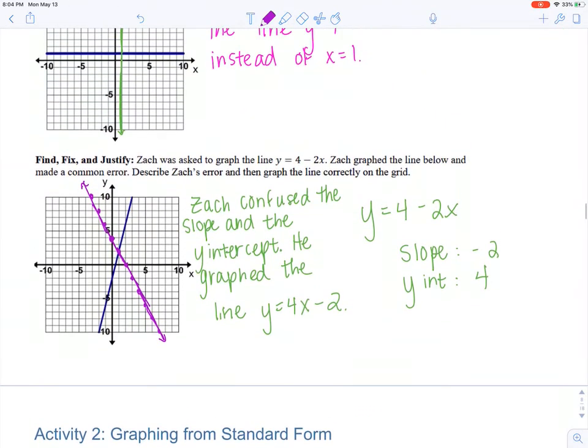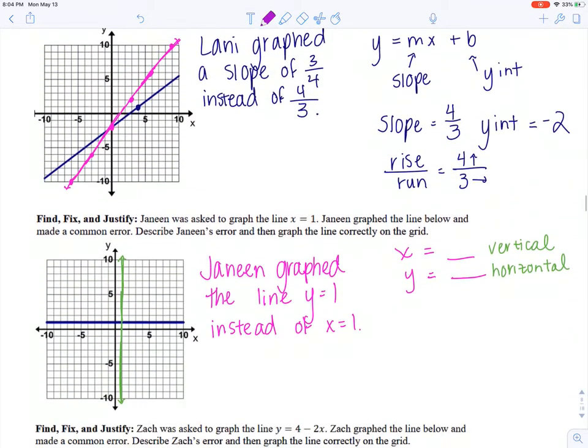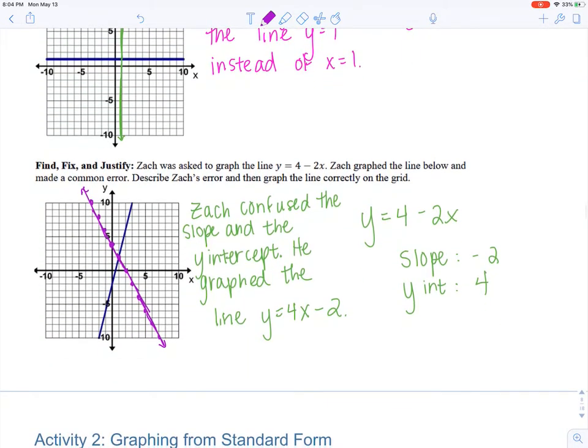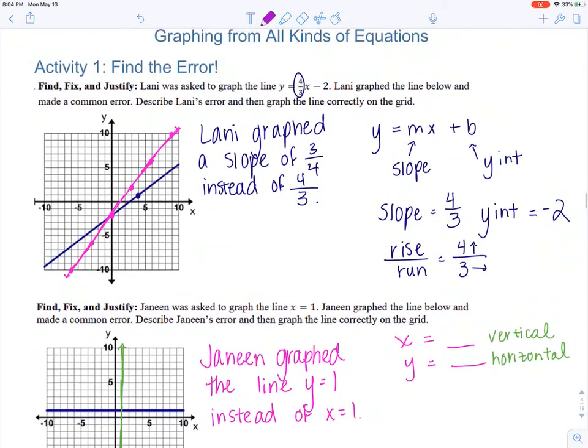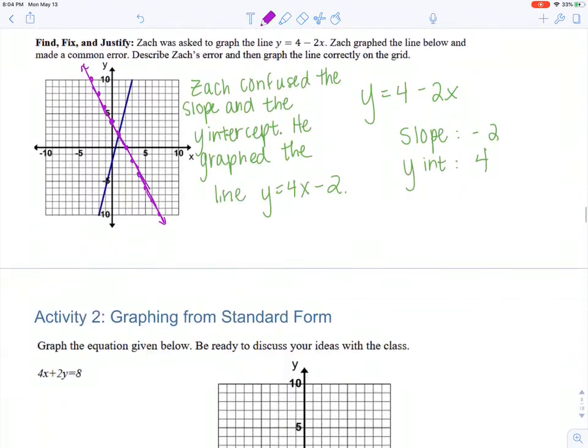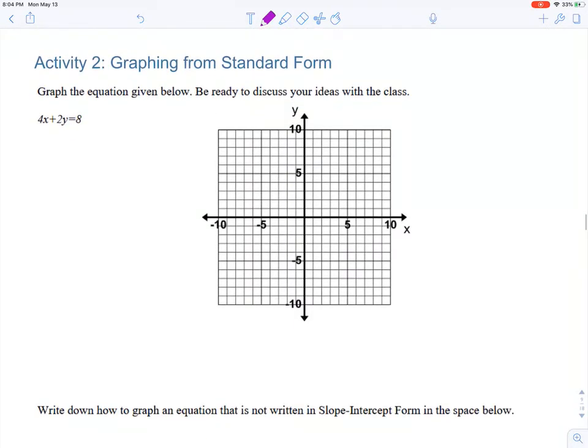Okay. So that is our first activity, kind of a review of graphing, getting us warmed up, kind of doing some analyzing right off the bat. And now we're going to dive into some new content with graphing from standard form. Yesterday we worked on how to solve for y given an equation in standard form. Now we're going to take it a step further, and from our converted equation we're going to graph those.